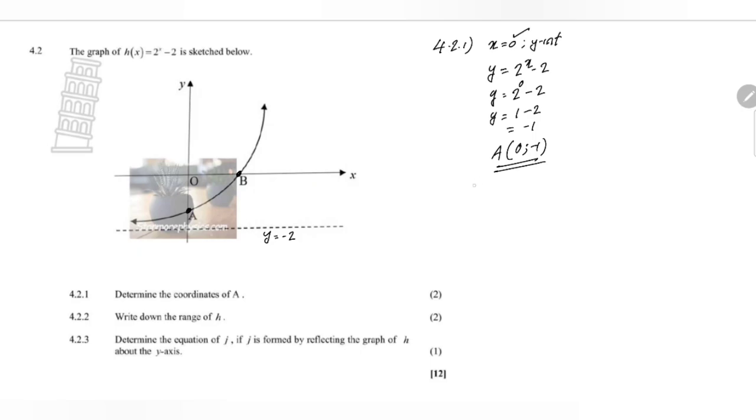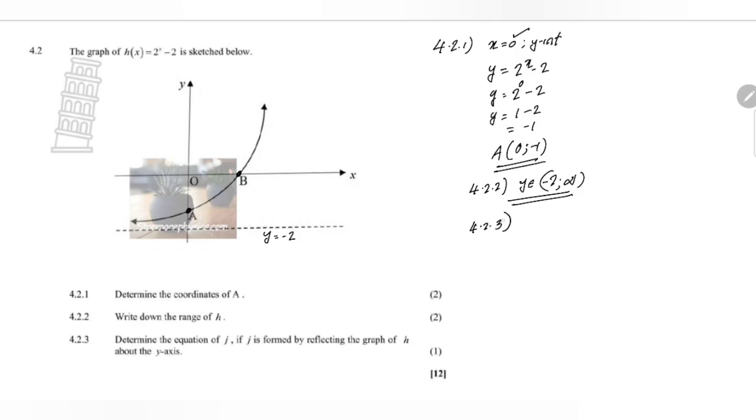Then 4.2.2, like the previous question, find the range. Range means, since the graph is above the asymptote, from q to infinity, isn't it? So the range is all the y values starting from minus 2 up until infinity, open bracket, or y greater than minus 2 is also correct. All the y values just above minus 2 up until infinity. Is it clear? Okay, now the last question, transformation.